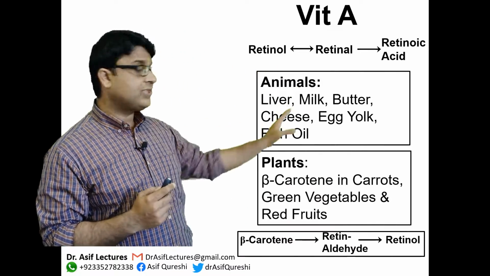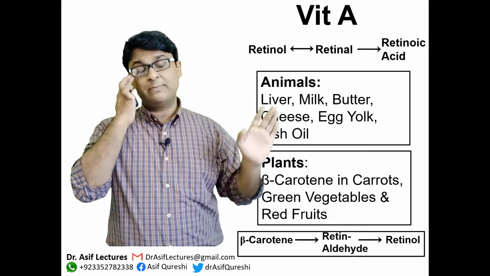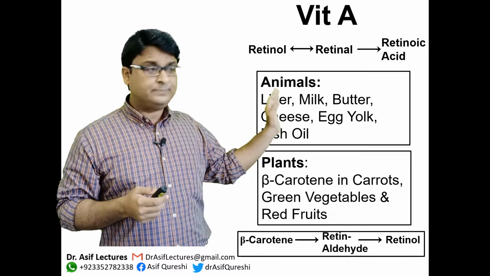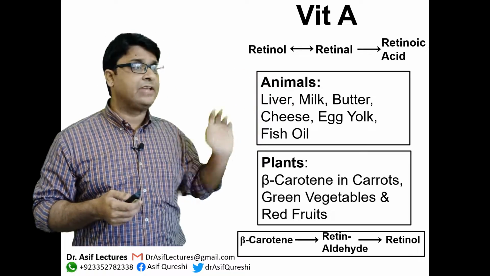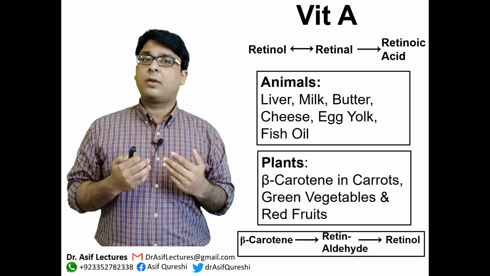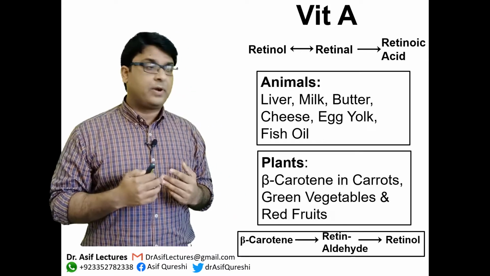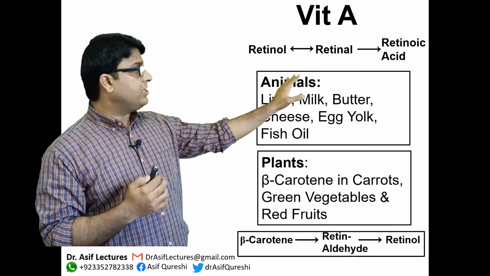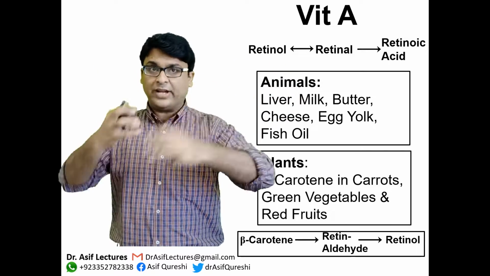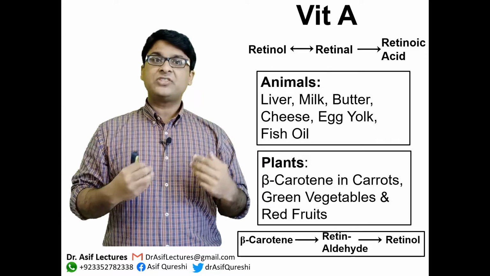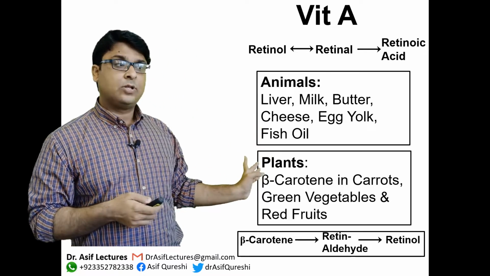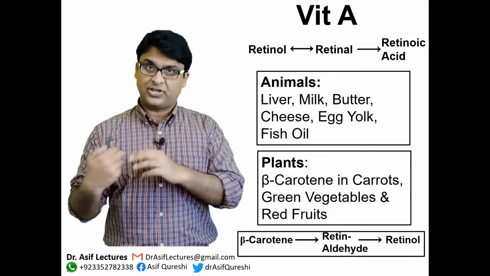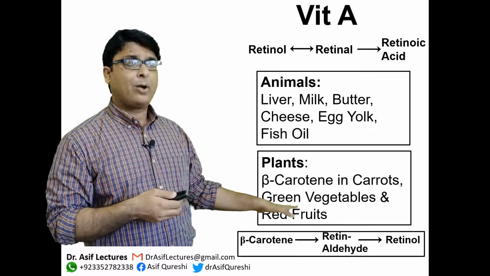Now vitamin A sources, you have to remember, they have animal sources as well as plant sources. In animals, you find them in huge quantities in liver, milk, butter, cheese, egg yolk, and fish oil. In plants, they are present in the form of beta carotenes, okay? Particularly in carrots and red fruits and green leafy vegetables. And beta carotene is basically composed of units of retinol. So in your digestive tract, the carotene is converted into retinol, and then retinol is absorbed into your circulatory system. So that is the very basic stuff about vitamin A.